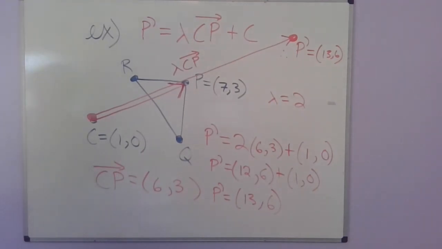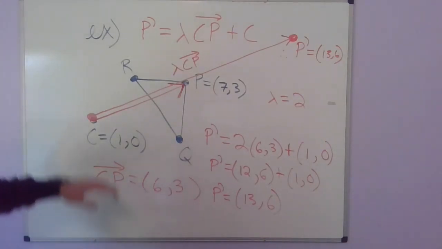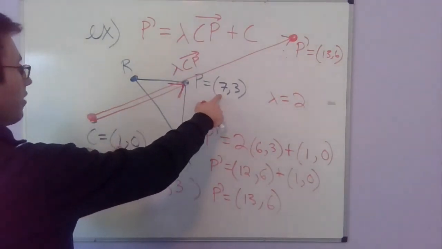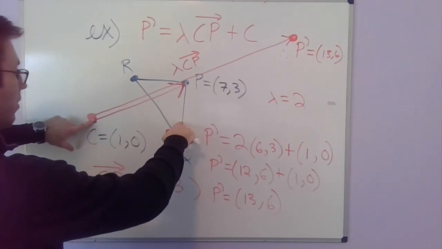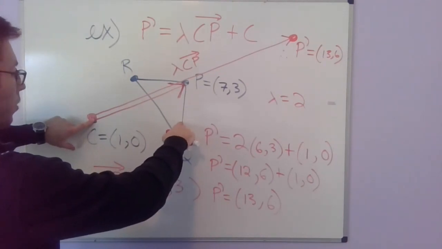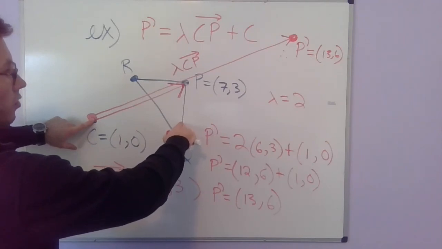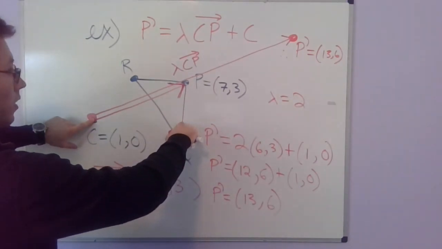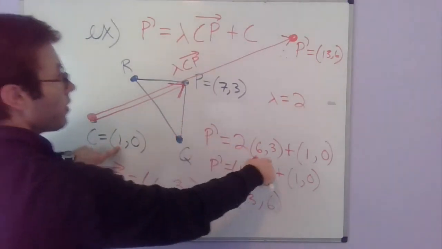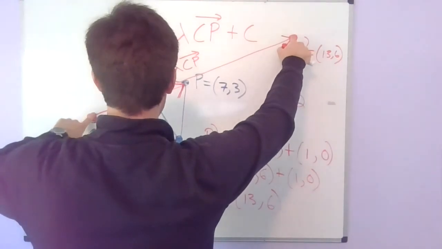And this process can be repeated for any value in our transformation here. Notice what happens to the x-coordinate. This difference from here to here is 6. I'm starting here and went over 6 units to the right. Since I went 6 units to the right, I'm going another 6 units to the right. My lambda is 2, so 6 times 2 is 12. So 1 plus 12 is 13. So I'm ending up here.